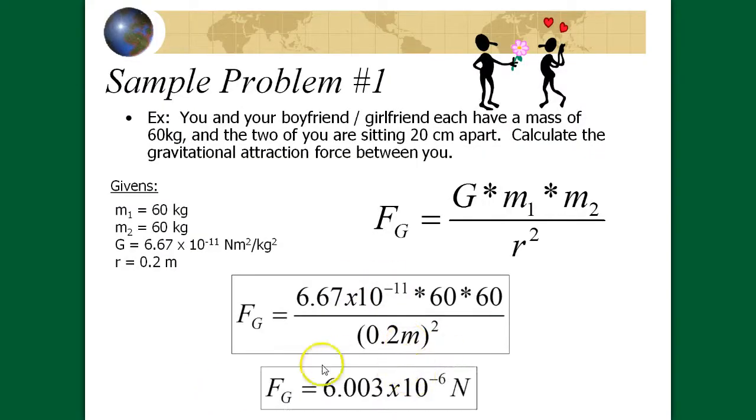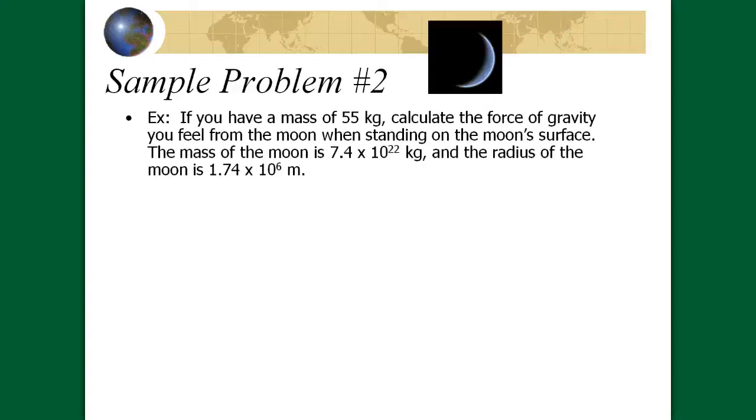Here was the work. Here's the answer, 6 times 10 to the negative 6 newtons. And with these problems, we're not ever going to worry about directions, because remember, this is an attractive force between the two of you. The same force going one way is the equal force going the opposite way. So positives and negatives are never going to really come into this stuff. Alright, you can pause the video a minute, and I want you to do this second sample problem and see what you get.